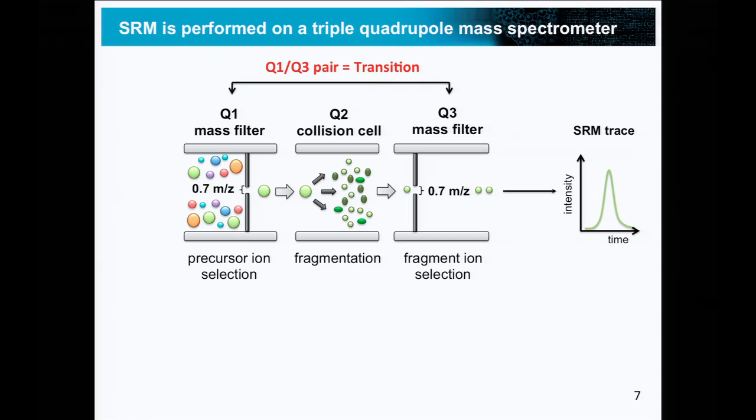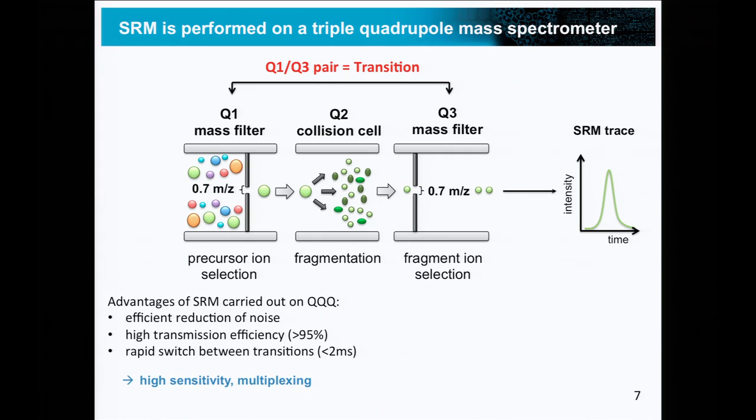And there's a scientific expression for such a Q1, Q3 pair that I will use very frequently throughout the rest of the presentation, and you will hear often throughout the rest of the week. This term is a transition. So you must know that a transition in the context of targeted proteomics is always a Q1, Q3 pair, a peptide and a corresponding fragment. So what are the advantages of working with such triple quadrupole mass spectrometers?